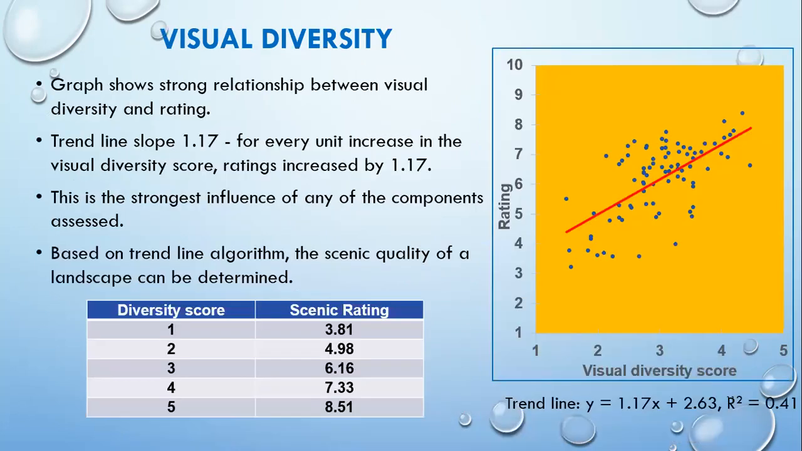This shows the strong relationship between visual diversity and ratings. As you can see, as the visual diversity score increases, so too do the ratings. The increase is about 1.17. So for every 1 unit increase in the visual diversity score, say from 2 to 3, 3 to 4, the ratings increase by 1.17. And then you can use that algorithm to derive what the scenic quality of the river, of the landscape, would be. And this chart shows that.